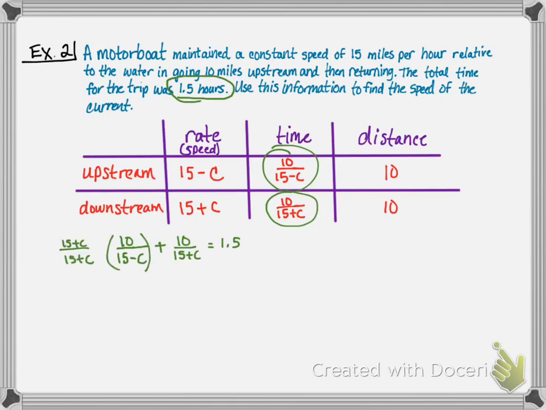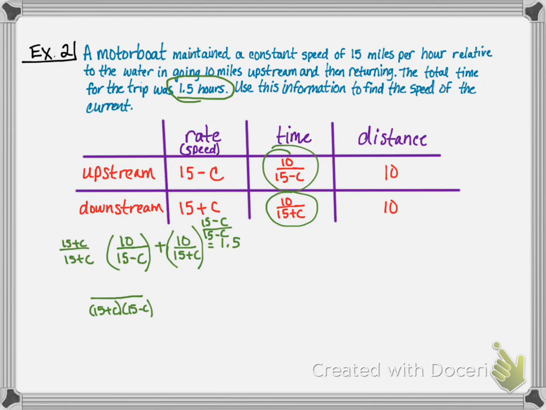So I'm going to solve this by getting the left side with a common denominator, because we need a common denominator to add fractions. So my common denominator is going to be 15 plus c times 15 minus c. So I need to multiply the first term by 15 plus c over 15 plus c, and the second term by 15 minus c over 15 minus c. So our denominator is the product of 15 plus c and 15 minus c.